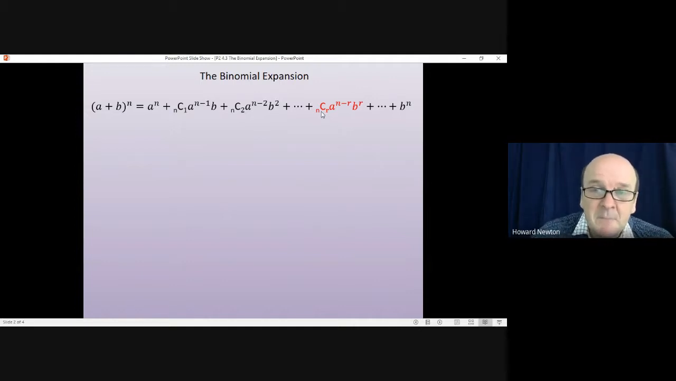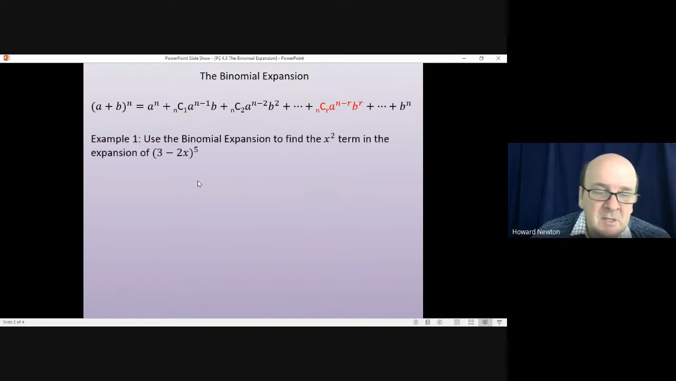This is the general term, and it's what's often used as a formula for working out any specific term. So the general term is nCr, and that's where we're taking b to the power of r and a to the power of n minus r. One thing that's worth noting with these two powers, if you add these two powers together, you'll always get n. So n minus 1 plus 1 will give you n. n minus 2 plus 2 would give you n. The next term would be n minus 3 and 3. Add those together, you'd get n. And here in general, n minus r plus r, that gives you n. It's a useful check for making sure you've got the powers right.